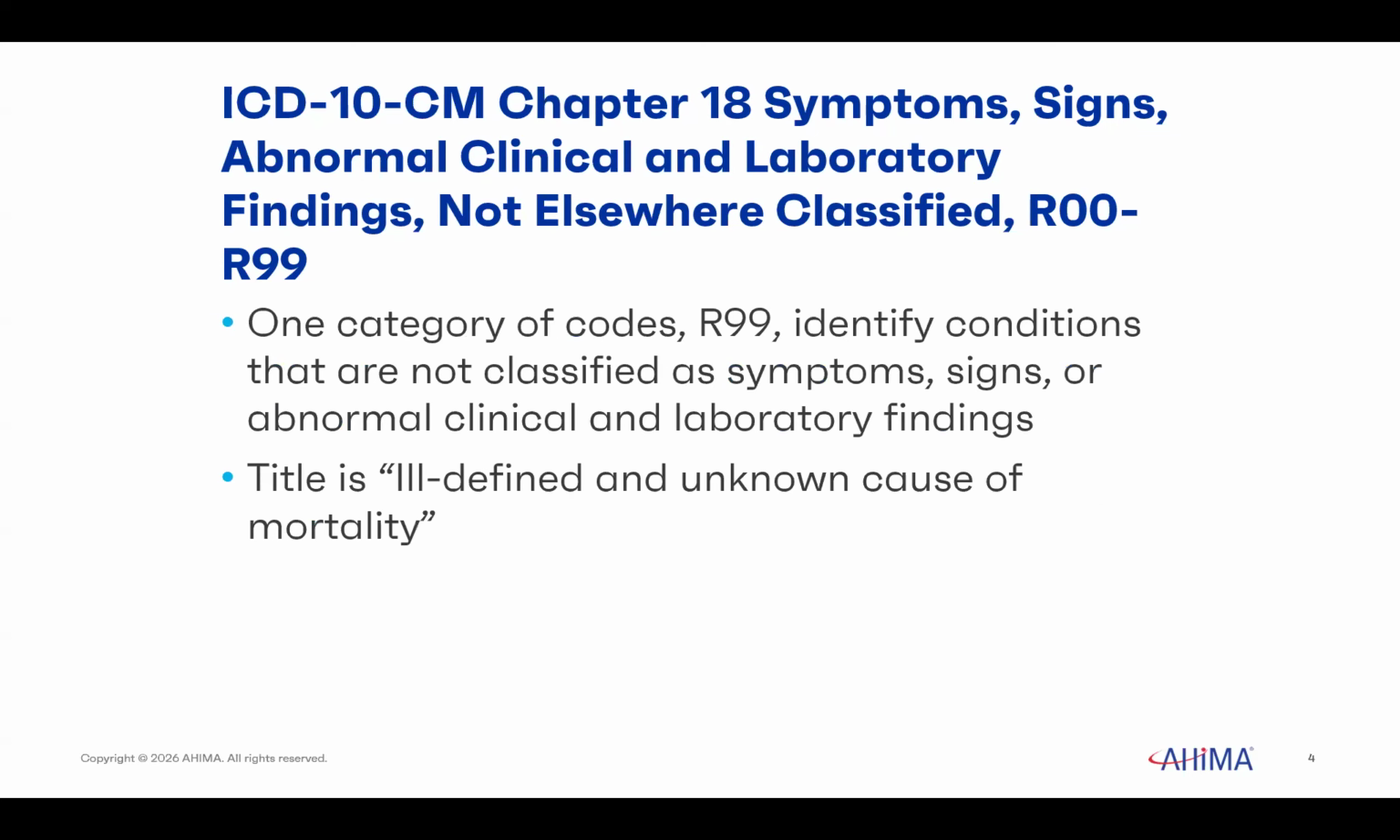One code category, R99, is for quote unquote ill-defined and unknown causes of mortality. So this category does not describe any symptoms or lab findings. It's used when the cause of death is unknown or unclear. And we'll talk more about this a little bit later in the lecture.